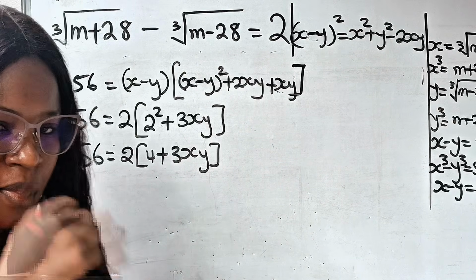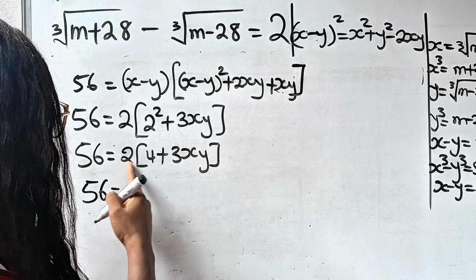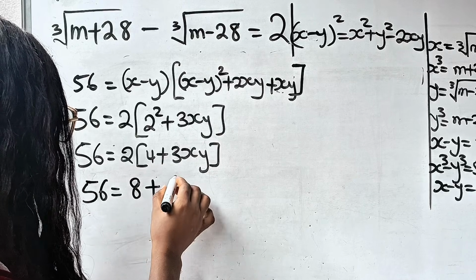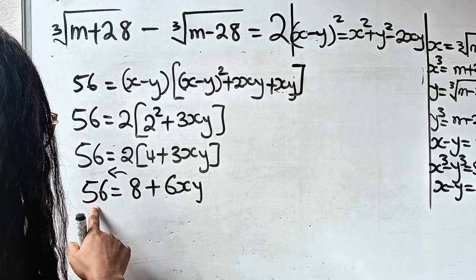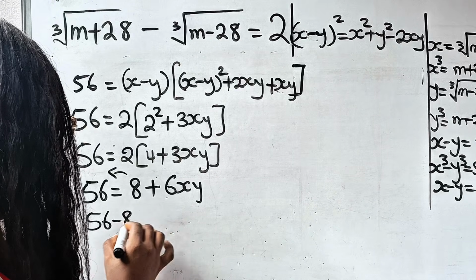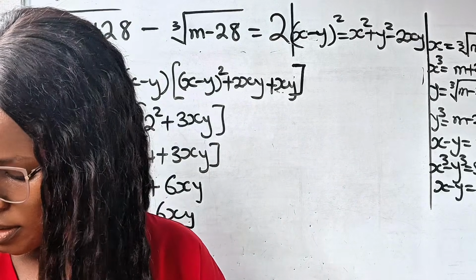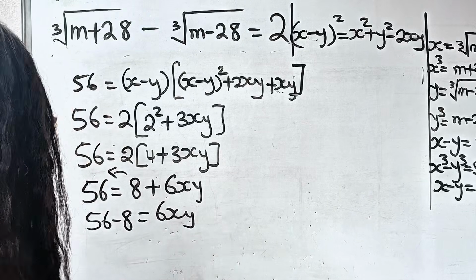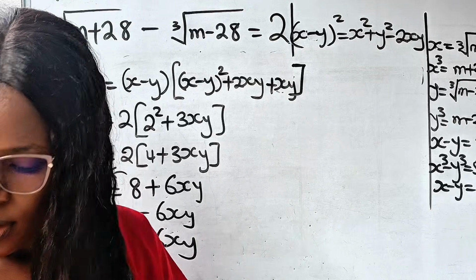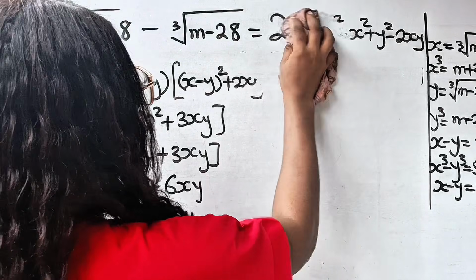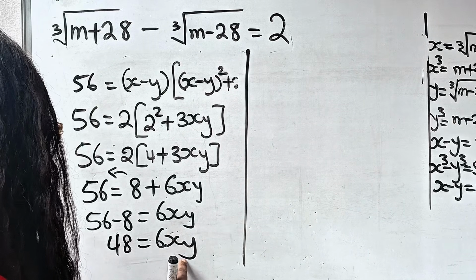So we have, pardon me, 56 is equal to 2 times 4 is 8, plus 2 times 3 is 6, 6xy. Now this will come to this side, and we have 56 minus 8 is equal to 6xy. Now 56 minus 8 is 48, because 8 plus 8 is 16. So we have 48 is equal to 6xy. Now moving forward, I'm trying to ensure that I maximize my space well. So we have 48 is equal to 6xy.